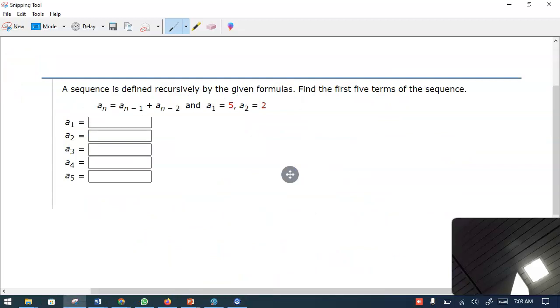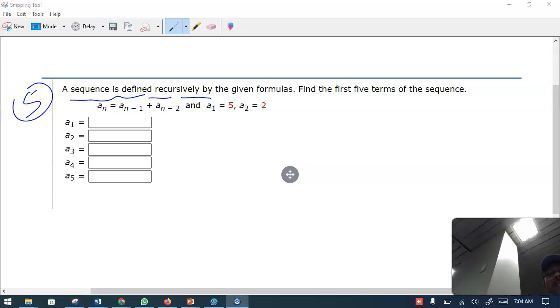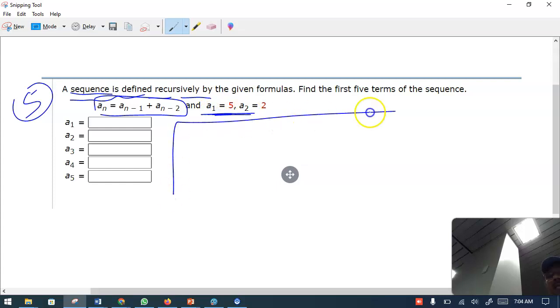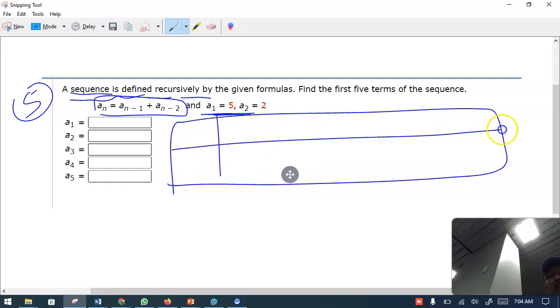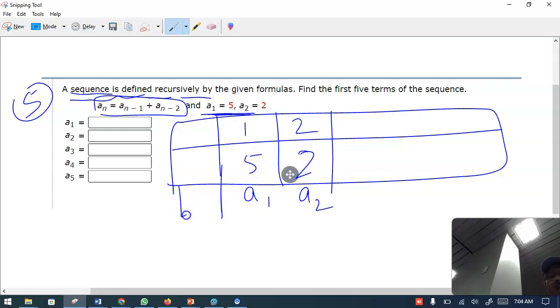Question number 5. A sequence is defined. Okay, now you have to understand what is the meaning of this. They gave us the first two terms. It means if I try to draw this, the first one and the second one are given to you. This is 5 and this is 2. So this is A1 and this is the second term. So they gave you the first two terms.